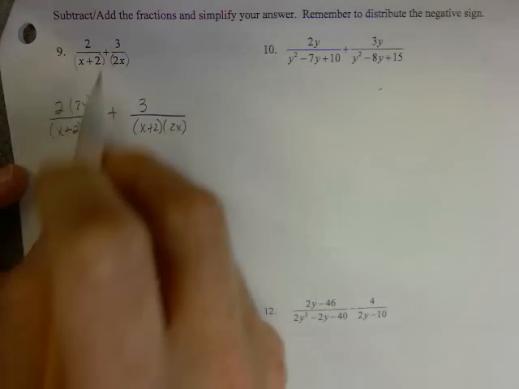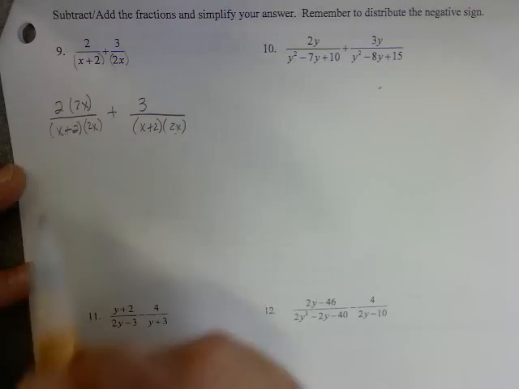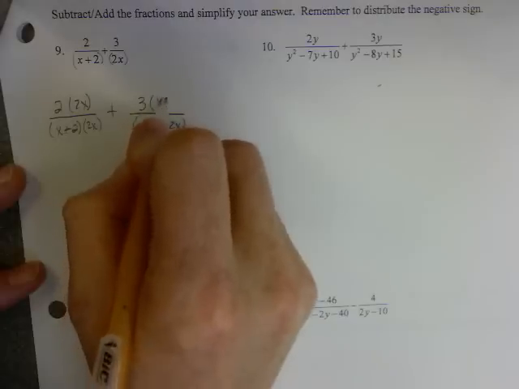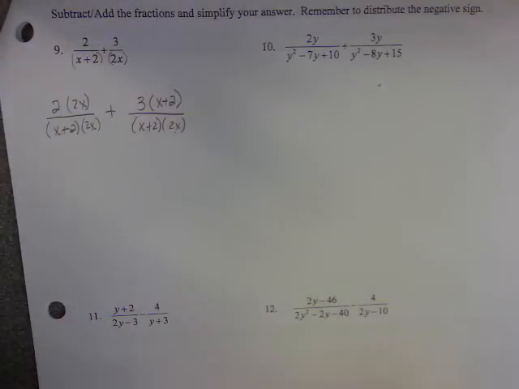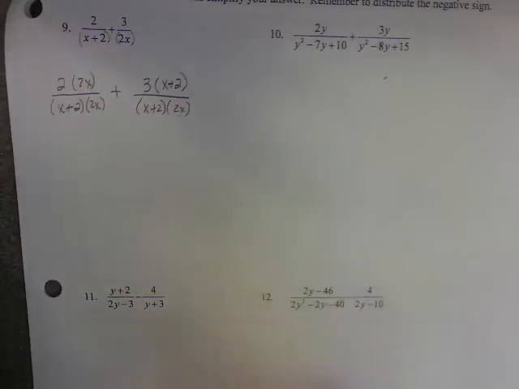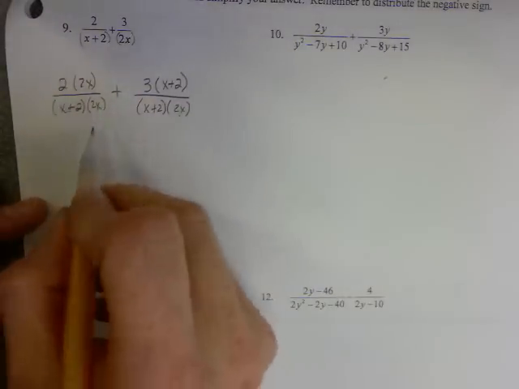Now this numerator had a 3 and had the 2x in the denominator. It did not have the x plus 2, so since we multiplied the denominator by x plus 2, we have to multiply the numerator by x plus 2. At this point, we can combine our like terms after we distribute the numerator.